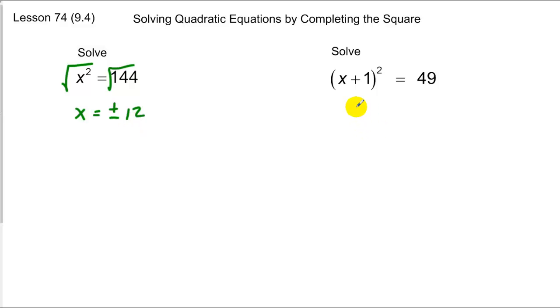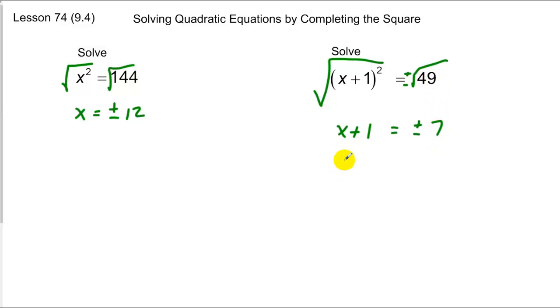Now notice in the second example, we have the same situation. We have an isolated term squared equal to a constant. So again, I can square root both sides of the equation. I'll write my plus and minus in first. And if I square root a squared term, it's just that term without the square, equal to plus or minus the square root of 49, which is 7.